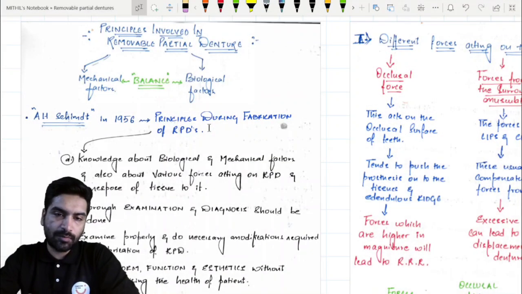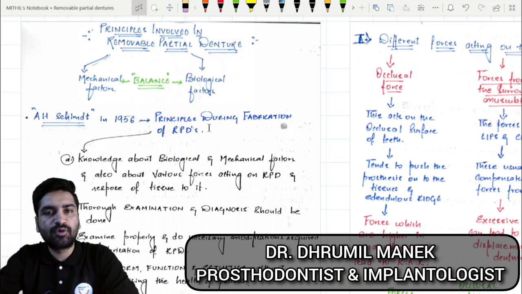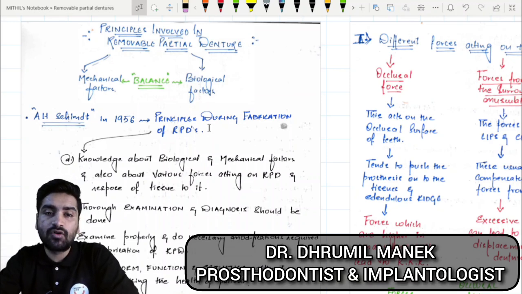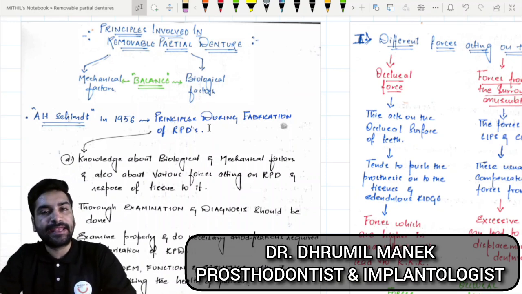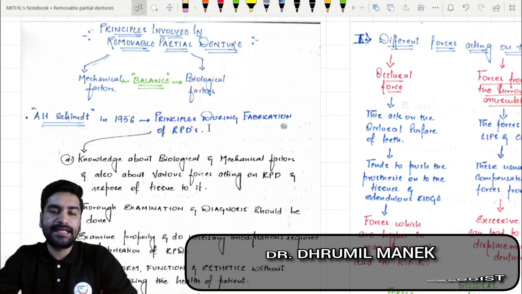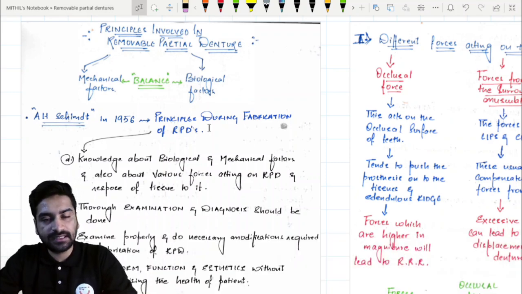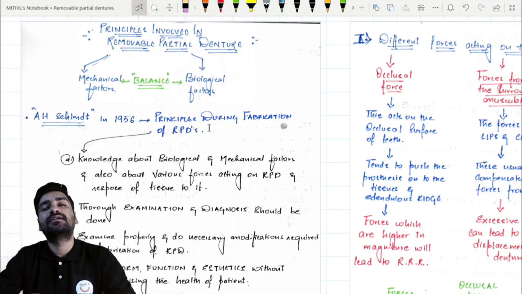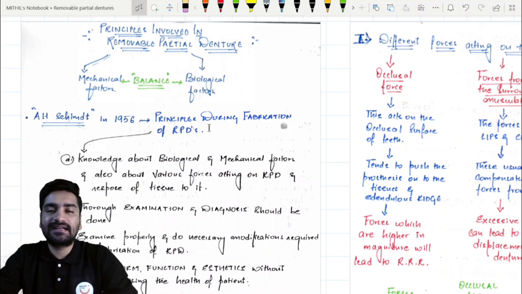So now the next topic for discussion in removable partial dentures is the principles involved in removable partial denture designing. Before we start studying the various parts like the major connector, minor connector, direct retainer, indirect retainer, all those various parts of a cast partial denture, it is important to understand the various principles which we are going to apply to design that cast partial denture. That is very much important, right?